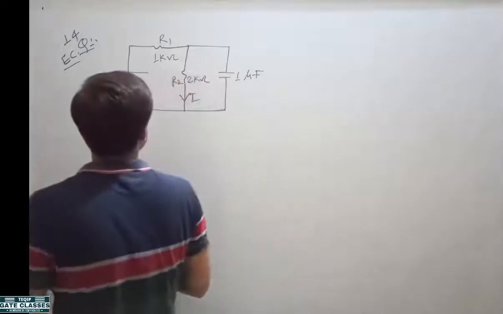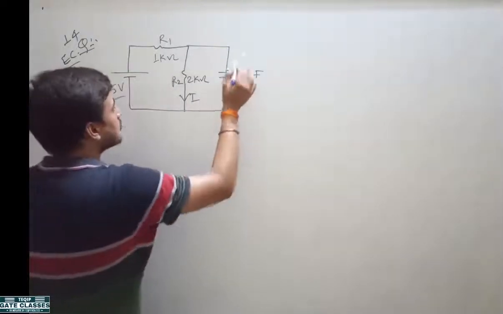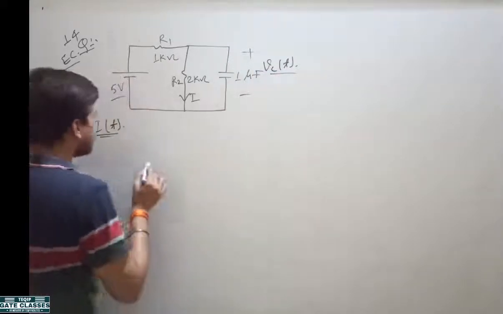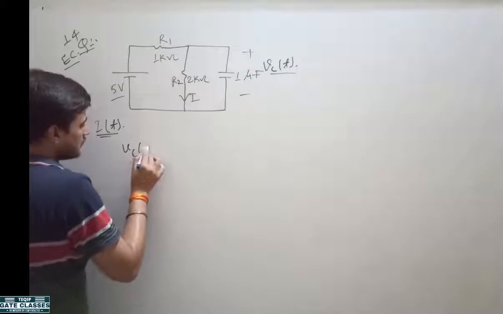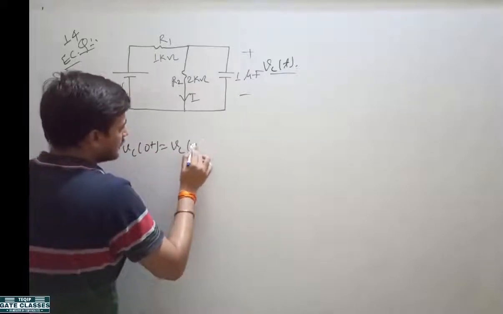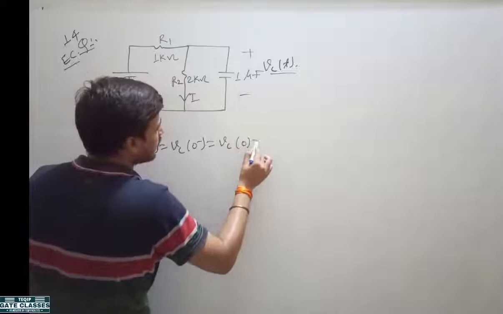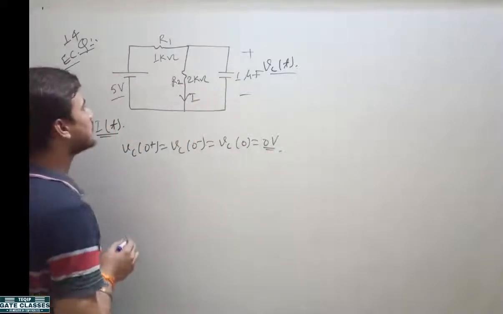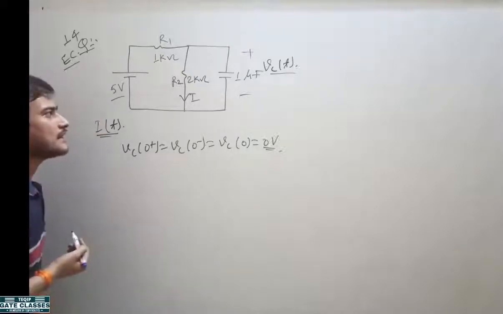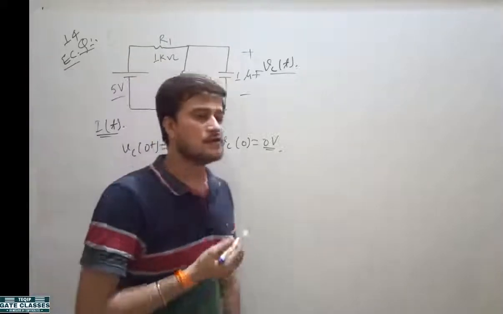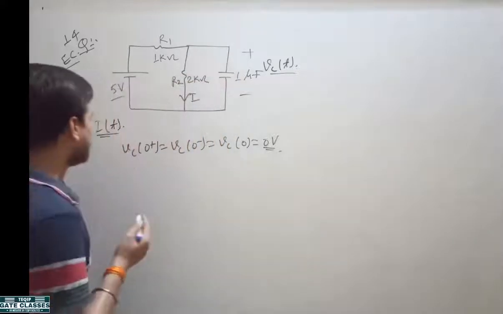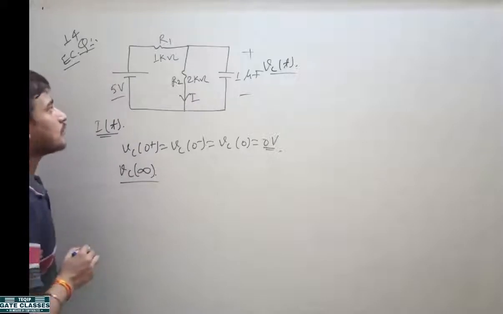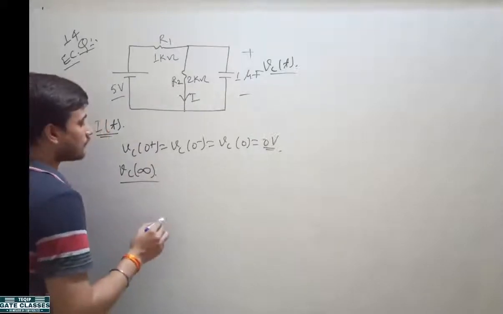So what will you do? The voltage across this capacitor is VCT. So you can write VC 0 plus equal to VC 0 minus equal to VC 0, which is 0 volt. Now when the switch is closed, you have to write the expression for VCT. For that you will have to calculate VC infinity. For VC infinity, what will be the circuit?